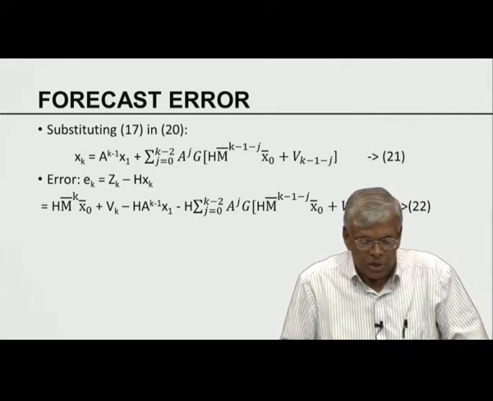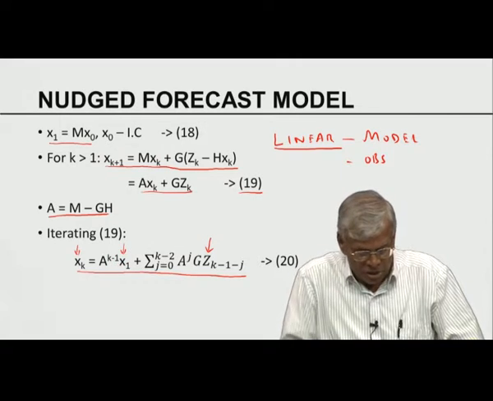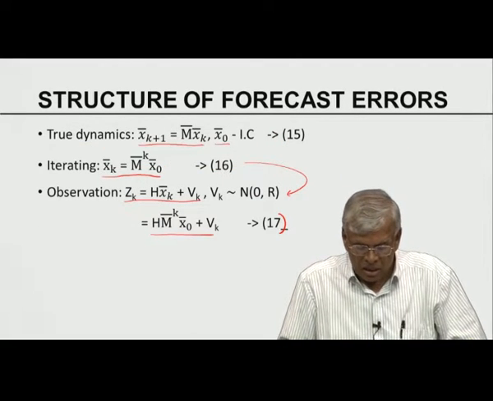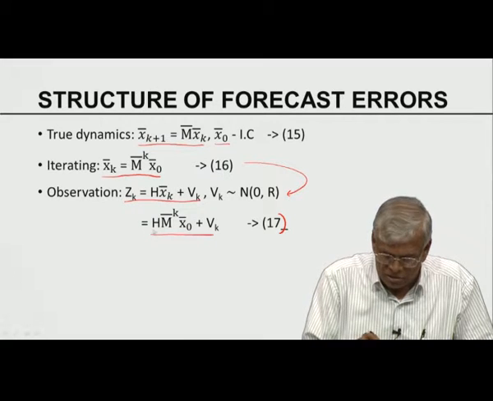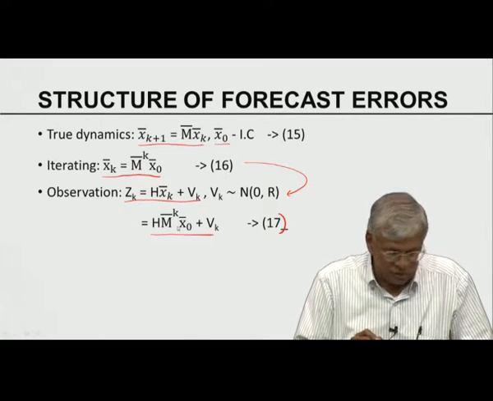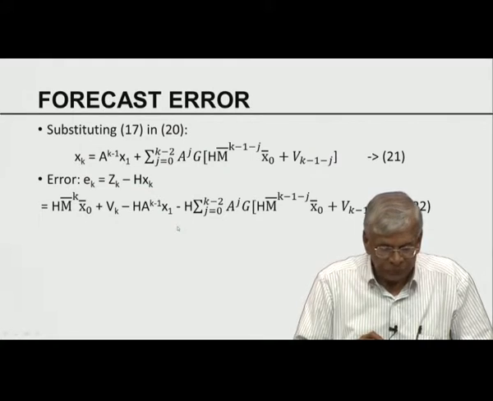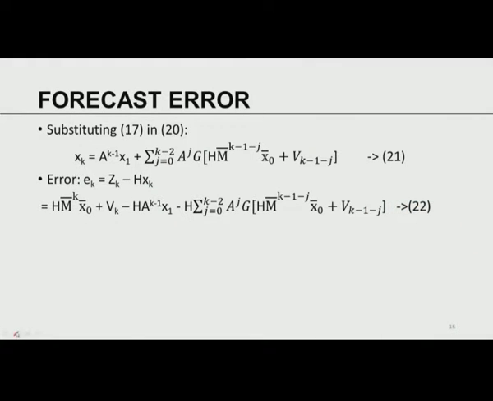Substituting 17 in 20. So let us go back to, this is 20. What is 17? 17 is an expression for the observation based on the model's solution. You get an expression for xk, which is the model state, the forecast state, given by this expression. It's a funny looking expression, a little complex expression, but I don't think there should be any difficulty in trying to verify that.